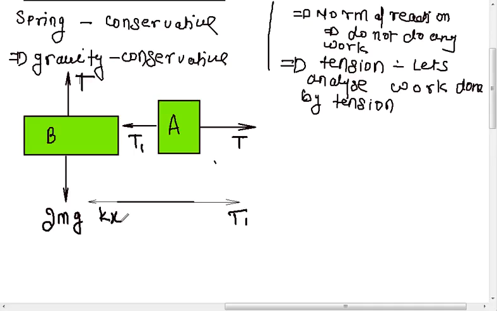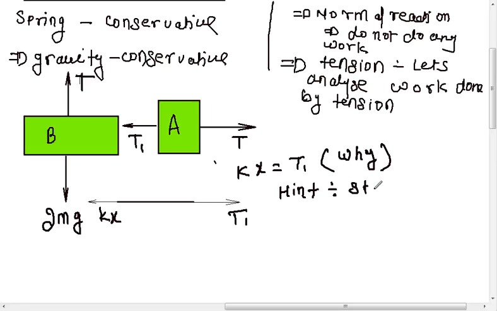Okay, and here kx is equal to T1. Why? You should find it. Okay guys, why? Think. I am giving you a hint. String is massless. If string is massless, then kx is equal to T.